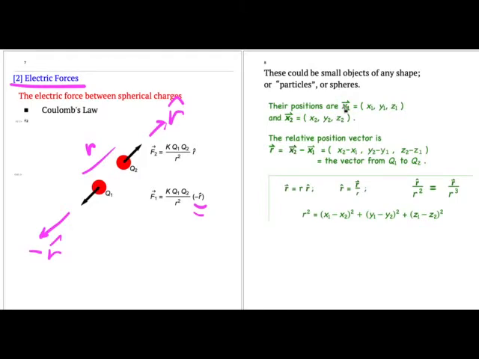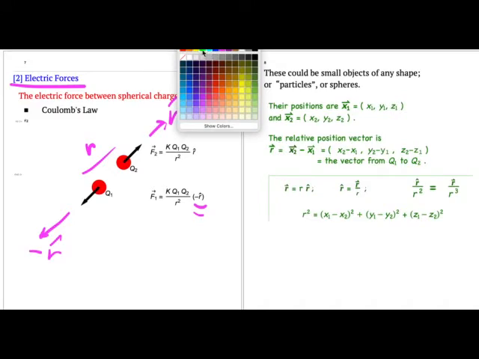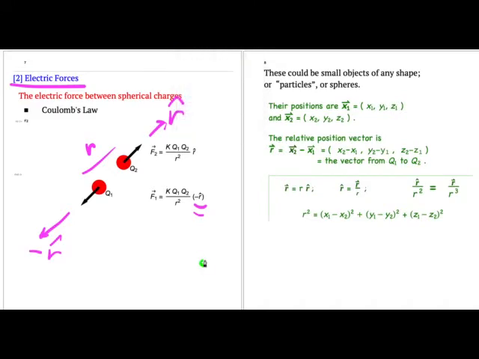They'll have positions x1 and x2. Now remember, position in 3 dimensions is a 3-dimensional vector. So x1 would be x1, y1, z1. x2 would be x2, y2, z2. The relative vector, so let's draw another picture here. Let's put this in a different color. Let's suppose we have a charge q1 at this point, x1.